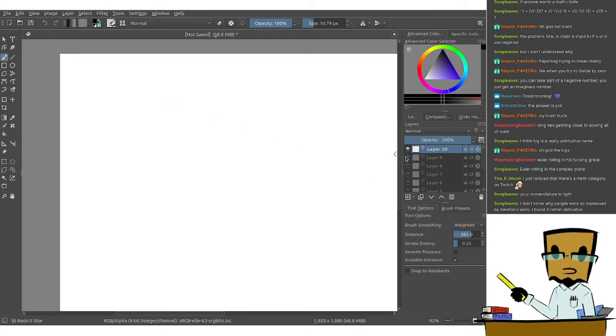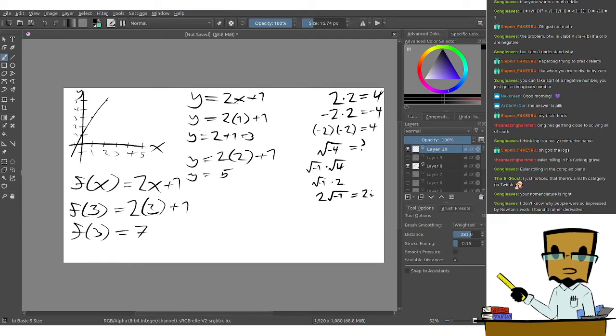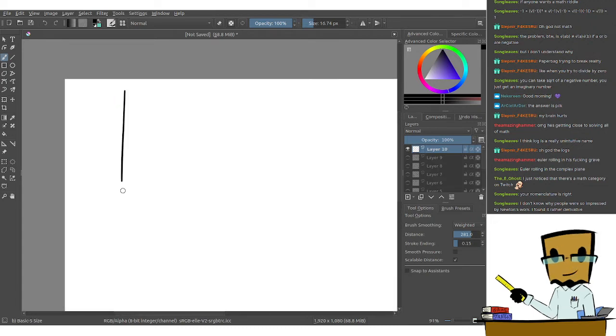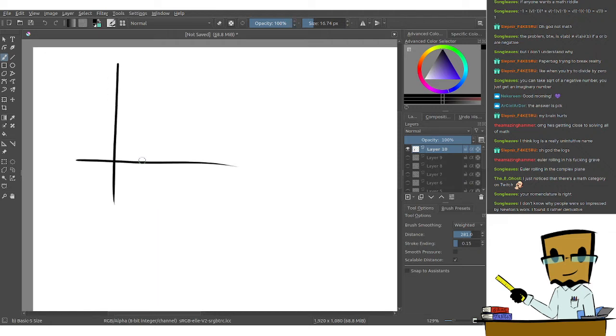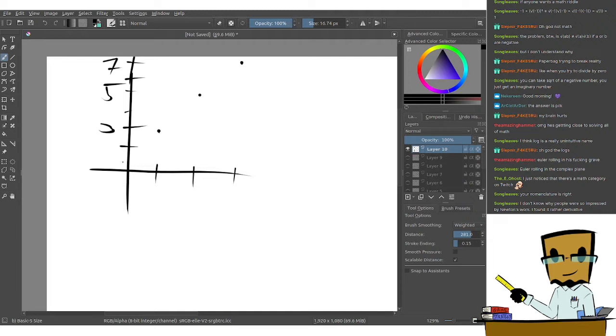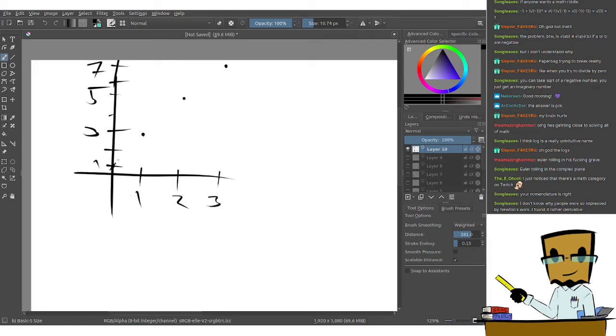So actually, let's use our previous equation. This one's going to be incredibly simple. So f of x equals 2x plus 1, or y equals 2x plus 1. So 1, 2, 3, whatever. Bam, bam, bam. It's 3. That was 5. That should be 7. One, two, three.